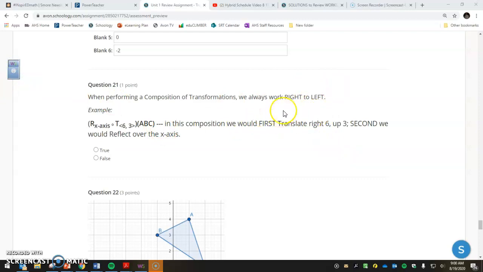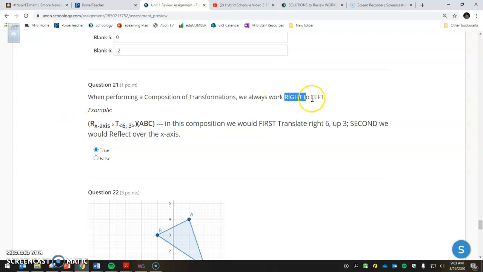I think a lot of people didn't bother to watch the video that I posted, so make sure that you're doing that. So again, with compositions, the way that it works is we always work from right to left. So if we're reading this example, it says we have this composition here. It's a composition of a reflection over the x-axis and a translation of right 6 up 3.